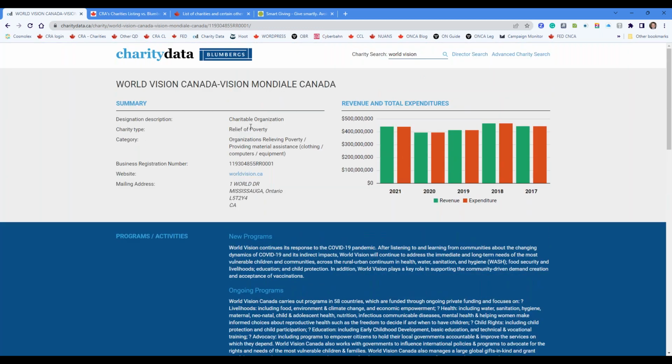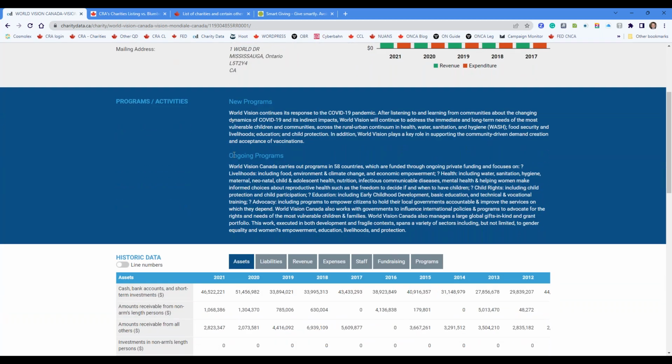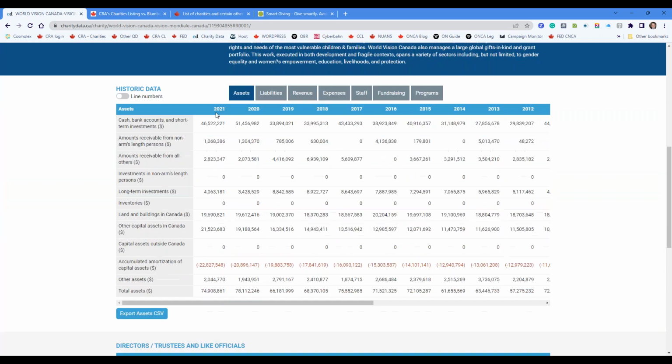I'll take this as one example of a charity. It shows the revenue and expenditures. It shows a little bit of information about it, like that it's a charitable organization, not a public foundation or private foundation. It gives the website for the charity and their address. It gives a description of their current programs and new programs that they have been doing. As well, in terms of historic data, it has assets, liabilities, revenue, expenses, staff, fundraising, and programs.